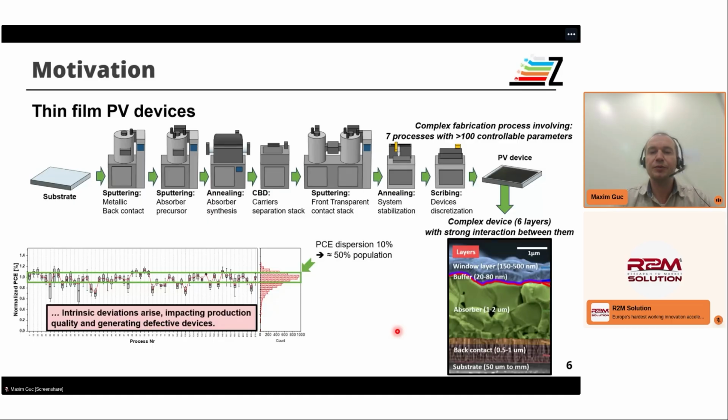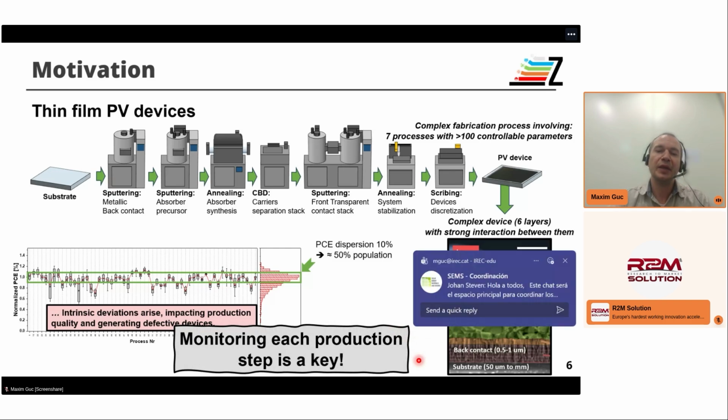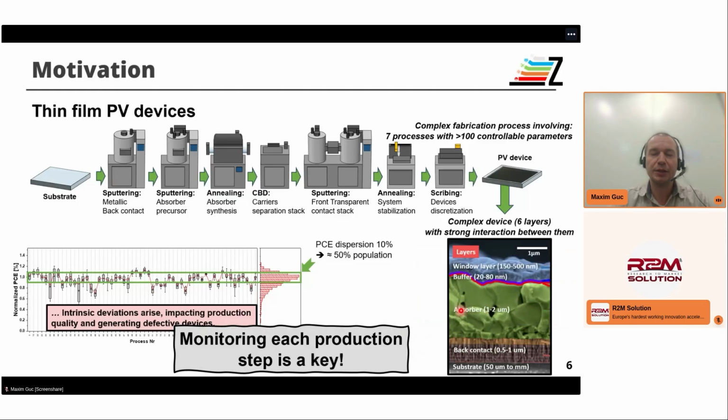And one of the solutions that we are proposing inside the Platform Zero project in order to reduce this dispersion and avoid as much as possible this dispersion in the final products is to introduce monitoring processes in each production step, or introduce as many monitoring parameters as possible in each production step.